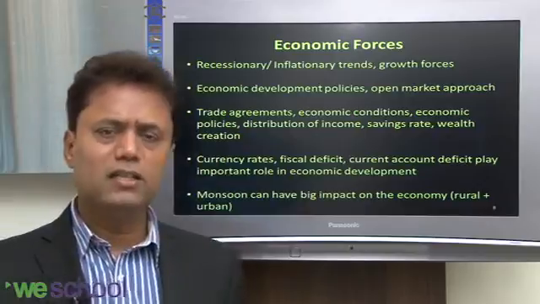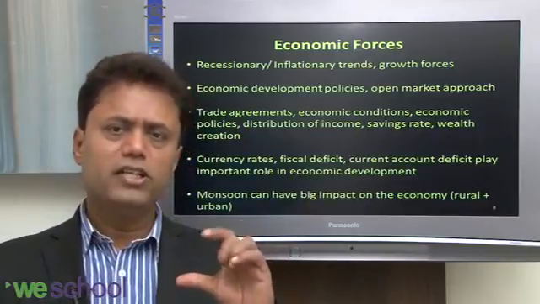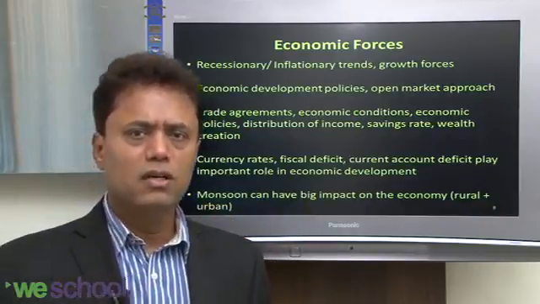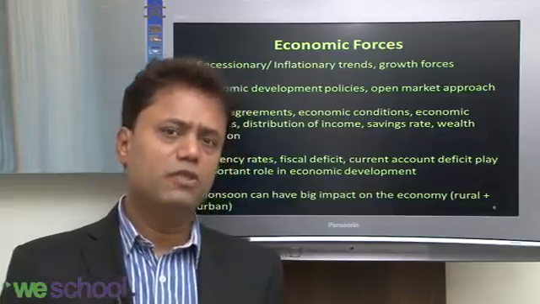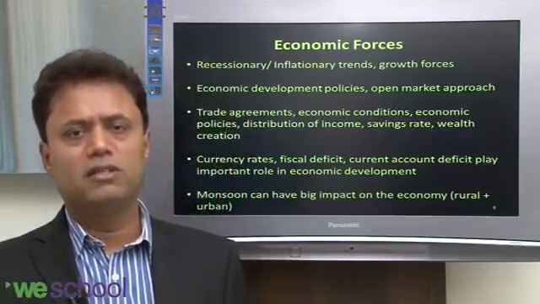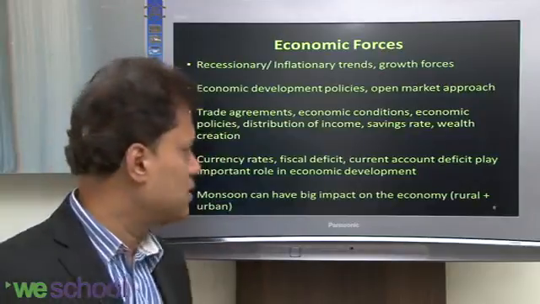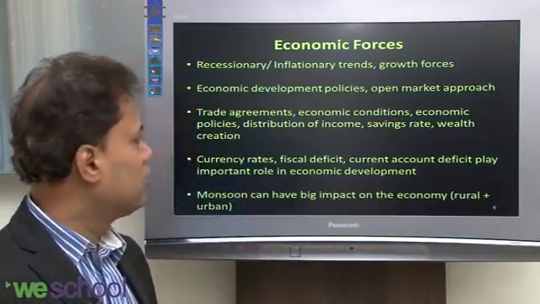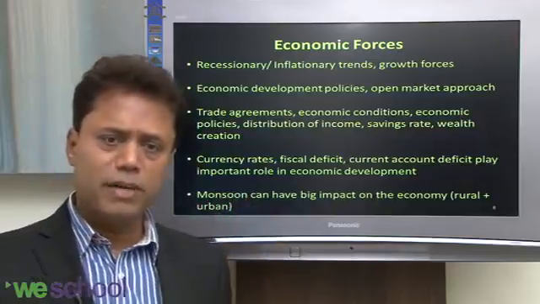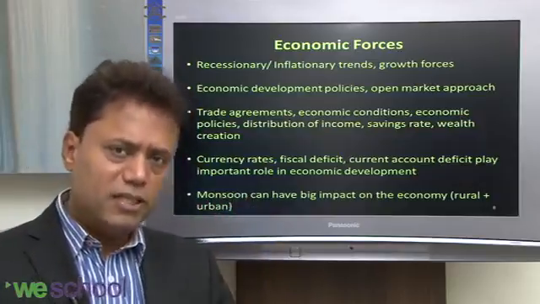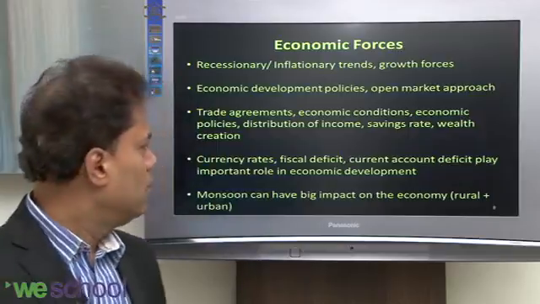If I'm not getting a salary increment every year, my saving rate goes down. I may not invest in new things. I may be investing only in an LIC policy, but not in mutual funds and not in stock markets. So income distribution gets impacted across the pyramid. The pyramid is huge for India.